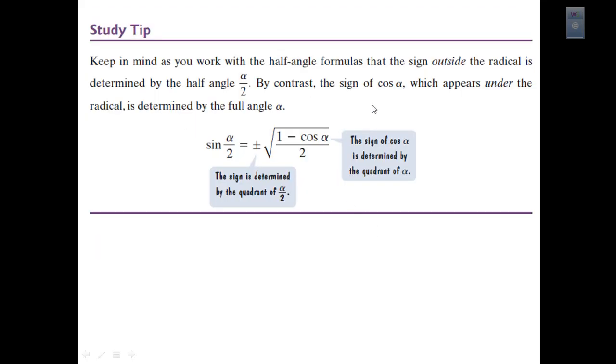All right, now keep in mind as you work with the half angle formulas that the sign outside the radical is determined by the half angle alpha over 2, not alpha. By contrast, the sign of cosine alpha, which appears under the radical, is determined by the full angle alpha. So make sure this is determined by this angle, and the sign of this thing is determined by that whole angle.